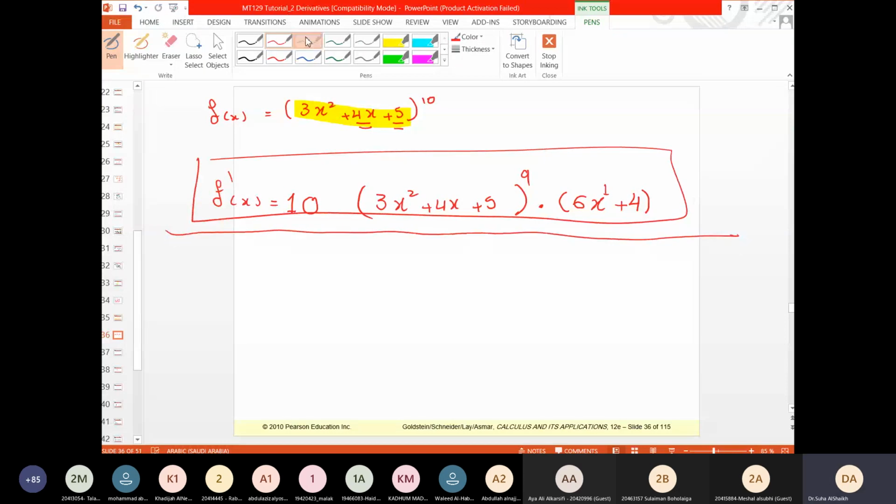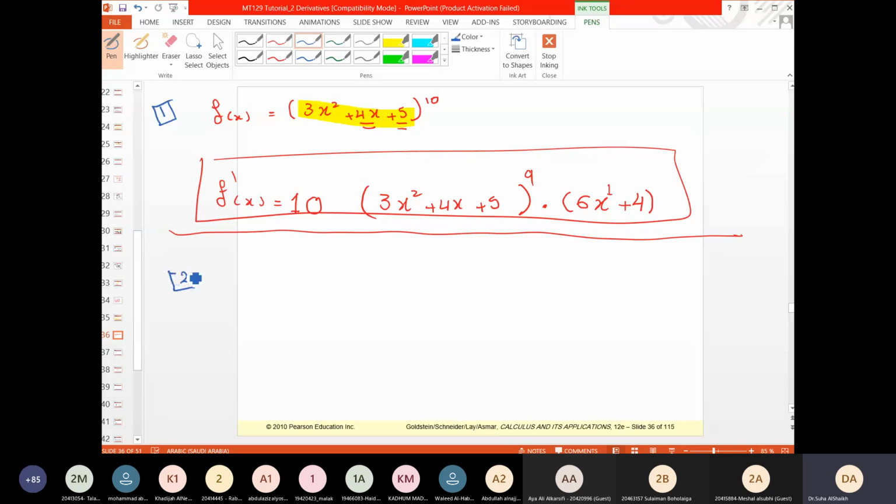Let me give you another example. This is example 1. Example 2: let's say I have y. I want you to be familiar with all the notations that we are using here. My function y is, let me say, 5x to the power 4 plus 3, all to the power, let me say, 7. I want you to find dy by dx. What does dy by dx mean? It means the derivative, it means y dash. I want y dash here.